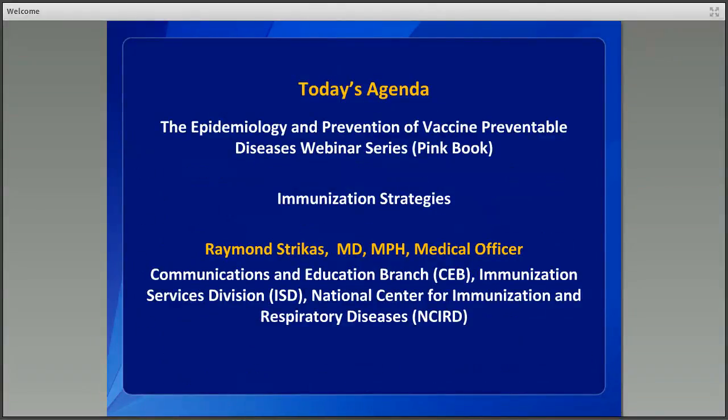Today is July 6, 2016, and on the agenda is the Epidemiology and Prevention of Vaccine Preventable Diseases Pink Book, specifically the chapter Immunization Strategies for Healthcare Providers, or Immunization Strategies for short. This topic will be presented by Dr. Raymond Strickus, Medical Officer and Team Lead for the Education Team in the Communication and Education Branch, or CEB, of the Immunization Services Division, ISD, of the National Center for Immunization and Respiratory Diseases, NCIRD.